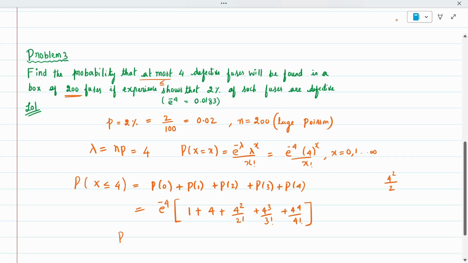So now probability of x less than or equal to 4. e to the power minus 4 is not given in the question, so we have to calculate it in the calculator. You get the answer. With all the substitution, when I substitute it, I am getting the answer to be 0.628. So completed. Thank you.